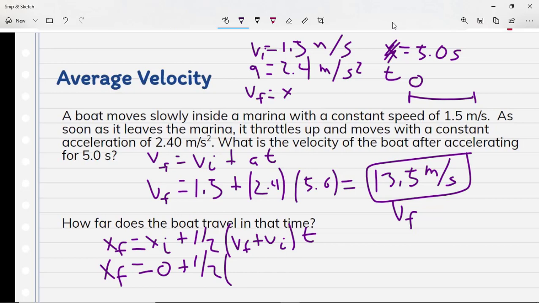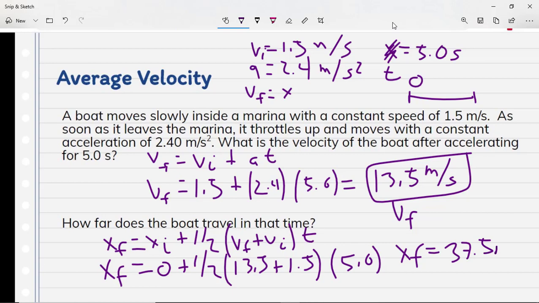So vf is 13.5 plus 1.5. And we're all going to multiply it by 5 seconds. I plugged all those numbers in and solve, and what we get is 37.5 meters. Okay. So again, it's just all about setting up the equation appropriately, plugging in the correct numbers, and solving for what you know. Let's move on.